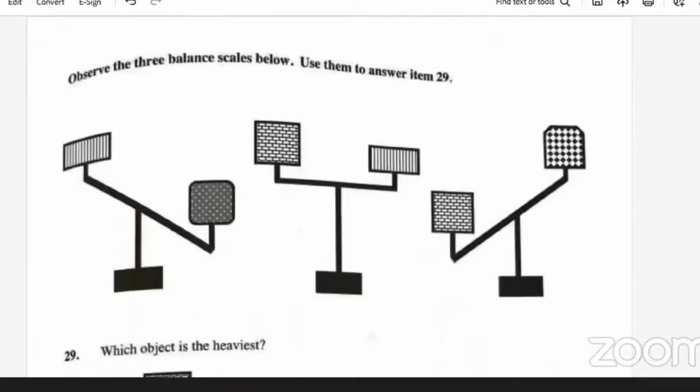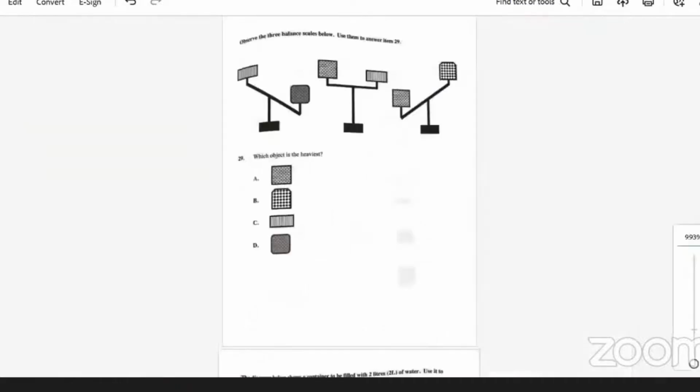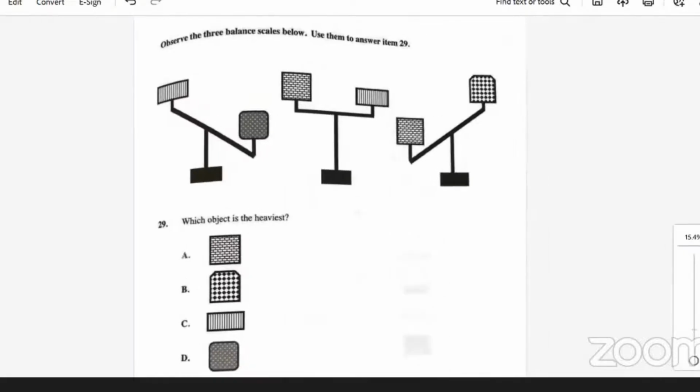All right, we are now at 29. I'm going to reduce it a little bit so we can see everything. I want it to be as clear as possible. It says, observe the 3 balance scales below. Use them to answer item 29. Which object is the heaviest?